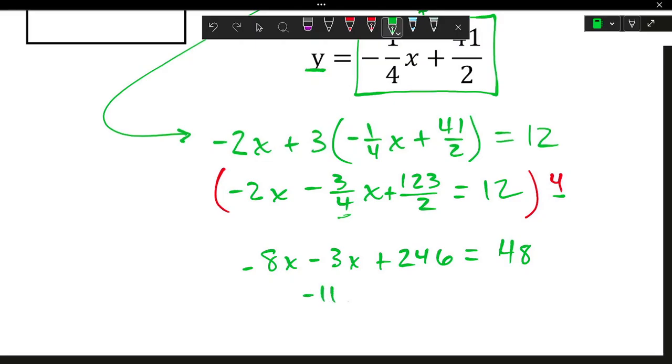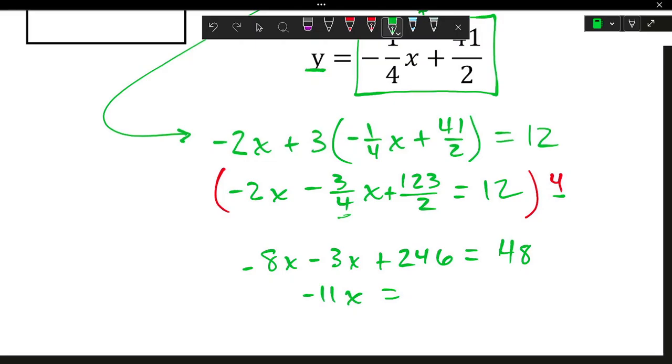All right, next, this is 8, 9, 10, 11. This is a negative 11x, yeah, negative 11x. I'm going to subtract 246 from both sides. So I've got 48 that's positive, and I'm going to subtract 246 from it. Take away 246. Really? 48 minus 246 gives me, oh, I'm not liking the look of that.